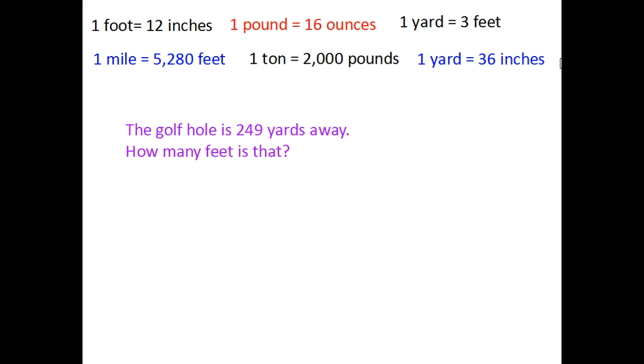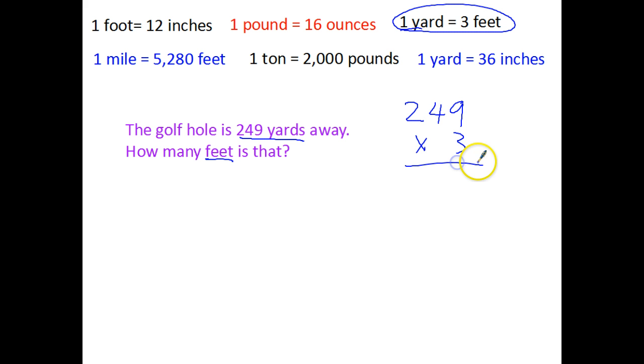The golf hole is 249 yards away. How many feet is that? Again, I'm looking for a certain fact. I need one that has yards and feet. And the only one that has yards and feet is this. 1 yard equals 3 feet. So I'm going to take 249 times 3.